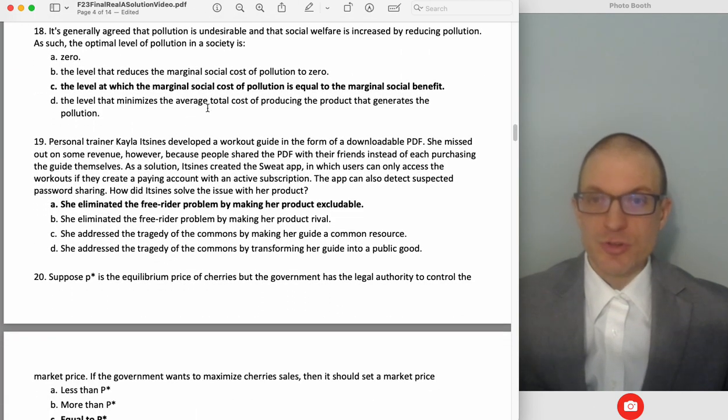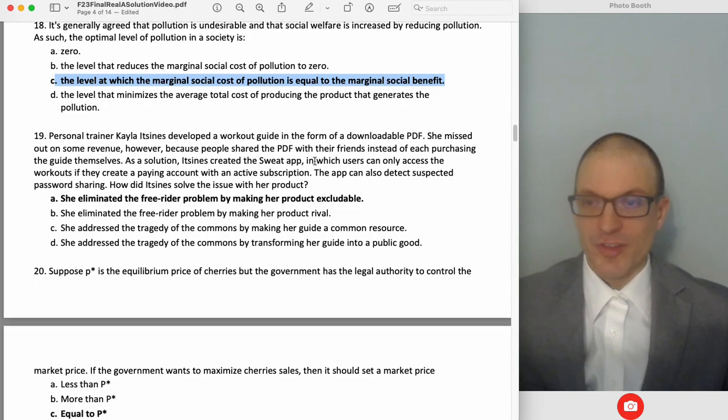It's generally agreed pollution is undesirable. Social welfare is increased by reducing pollution. As such, the optimal level of pollution in society is the level at which the marginal social cost of pollution equals the marginal social benefit. That's just the rational rule for society.